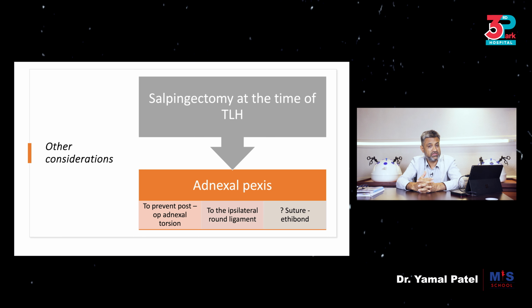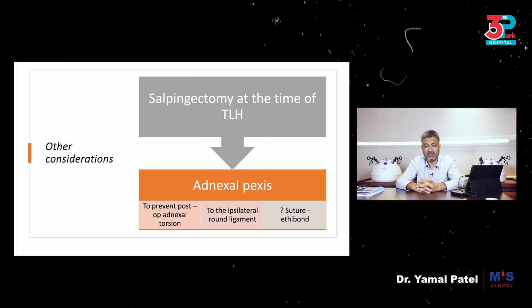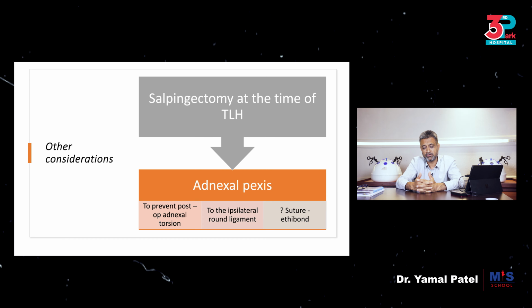What kind of suture do we use? Well, pexy is better done by using a non-absorbable suture like Ethibond, but even Vicryl is fine because eventually there'll be some fibrosis that will happen which will actually not allow that ovary to fall off. But ideally, pexy should be done with a non-absorbable suture like Ethibond.